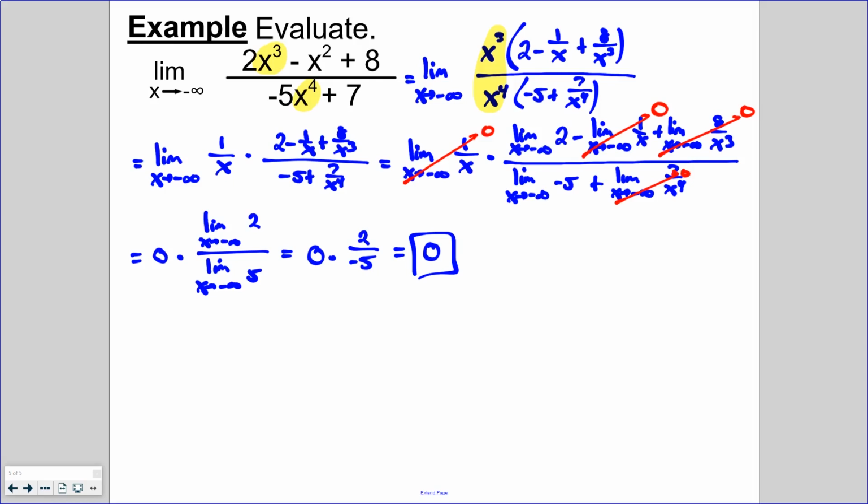All right, folks, that is it. That is evaluating limits at infinity of rational functions.